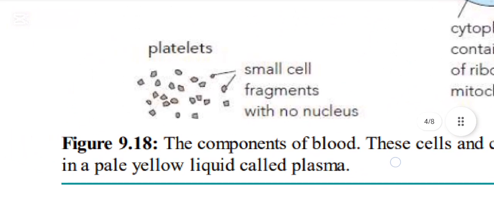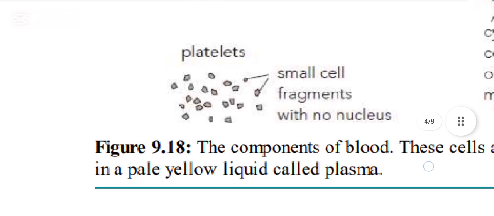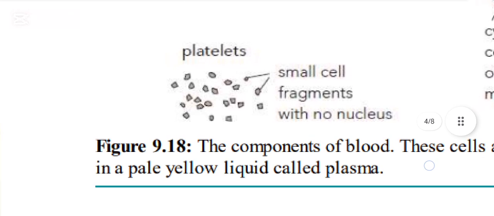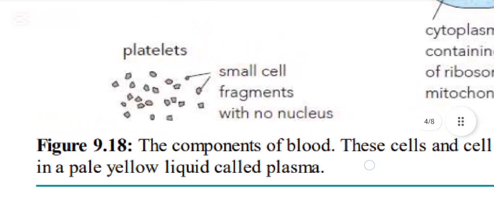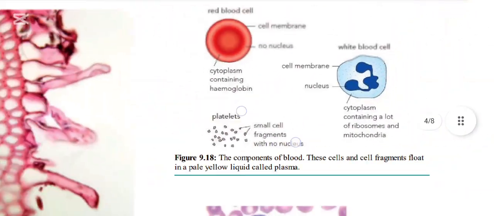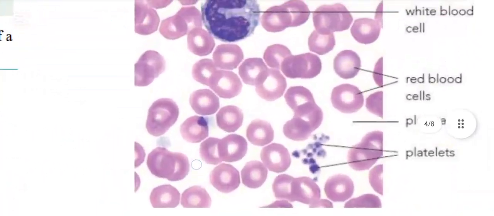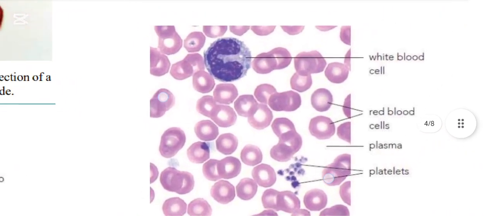Anyways, now the platelets. They're small fragments with no nucleus. They can heal the cut, and they're basically used in blood clotting. And again, this is a white blood cell, red blood cell, plasma, platelets.